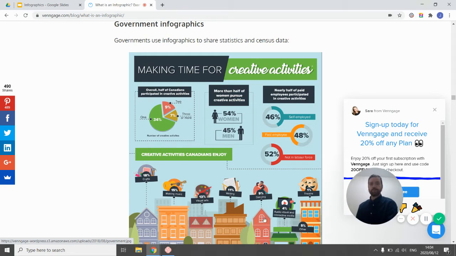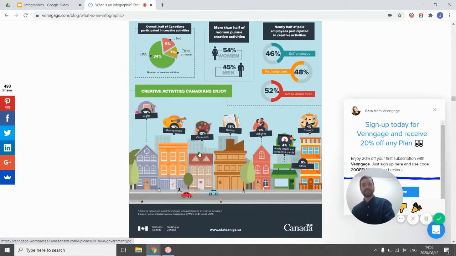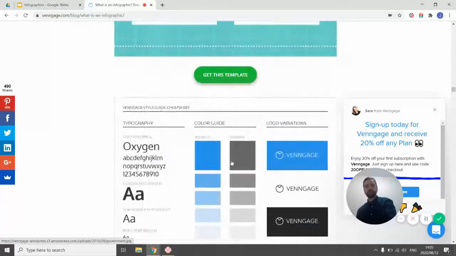This is what an infographic is. If we take a look over here, we've got a pie chart. We've got some statistics. We've got different colors and pictures working together to tell us some information. This information is creative activities in particular cities in Canada, and you can actually take a look at this website. I've linked it on these slides.